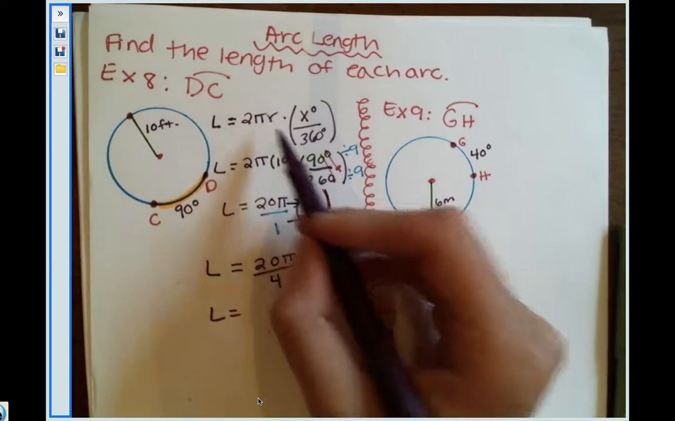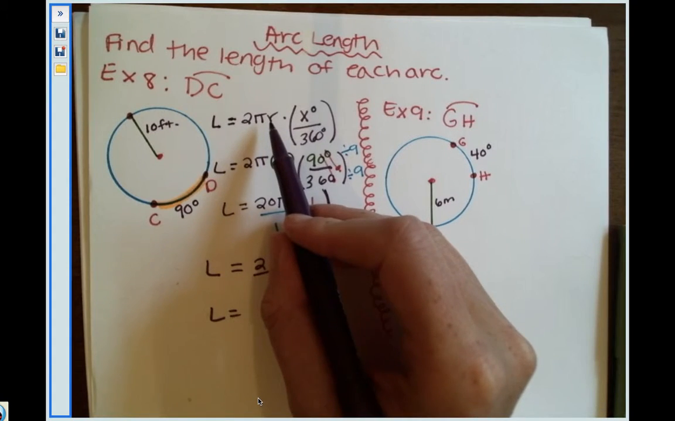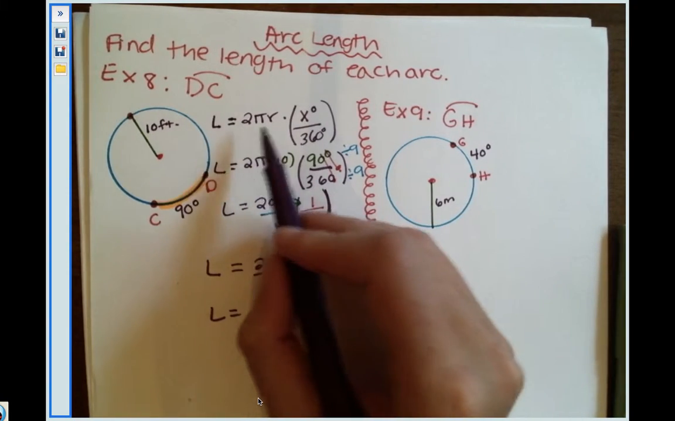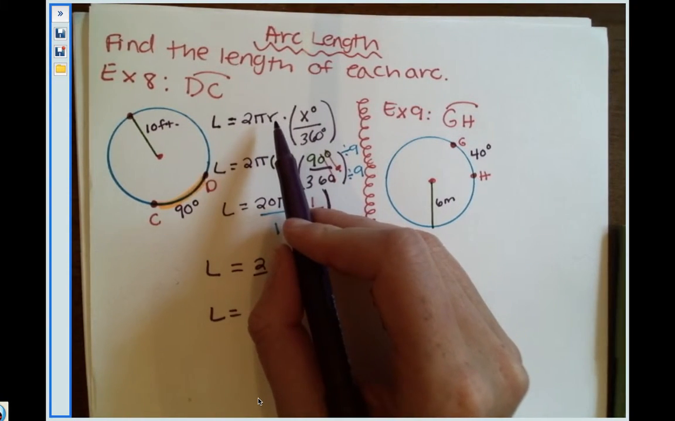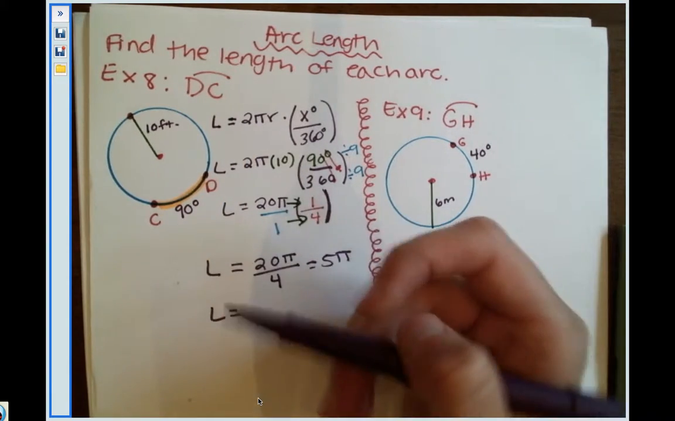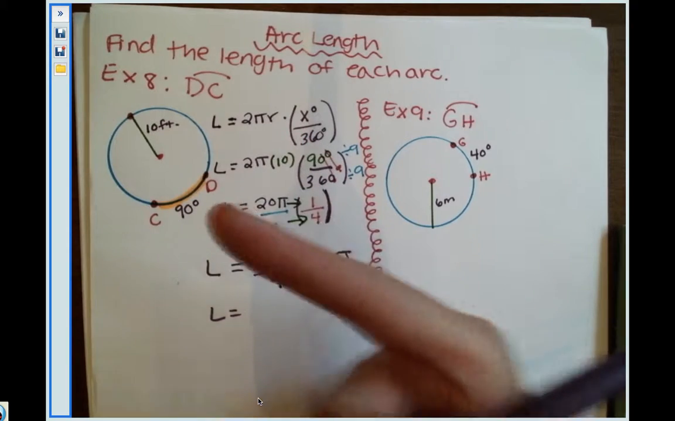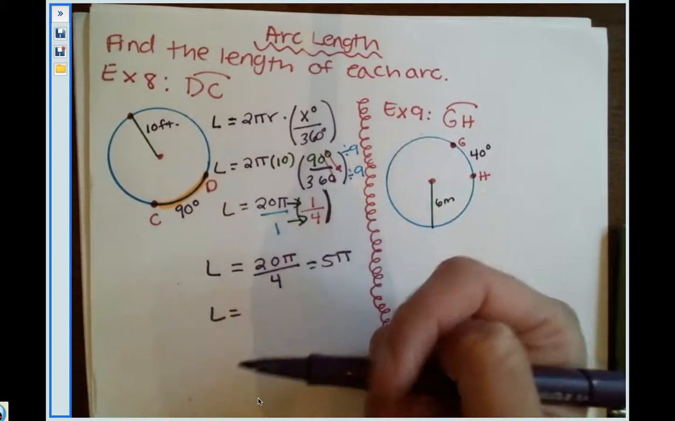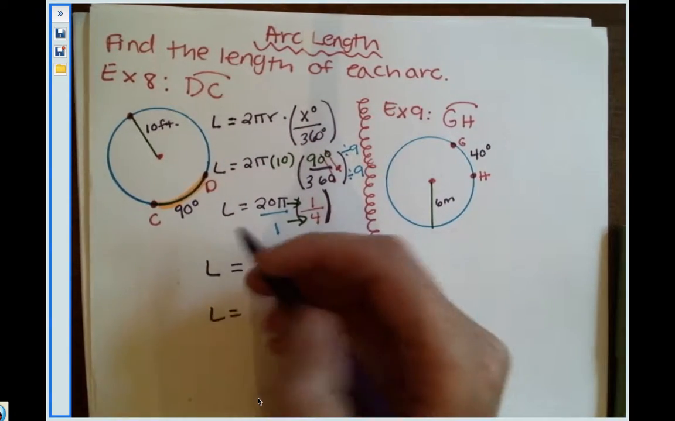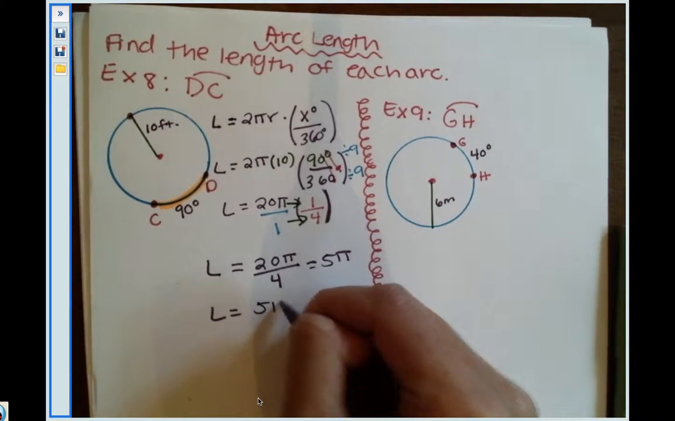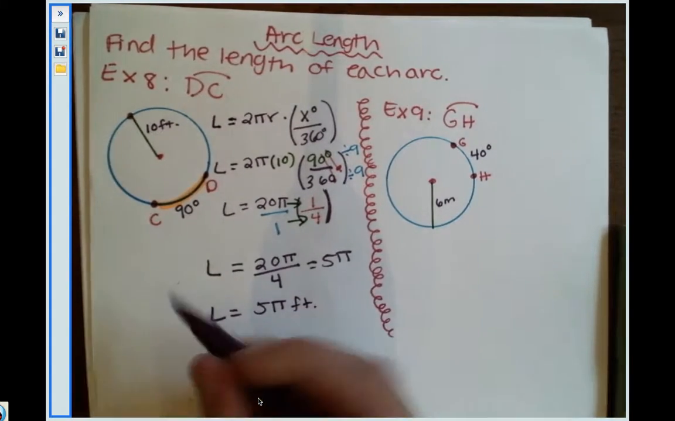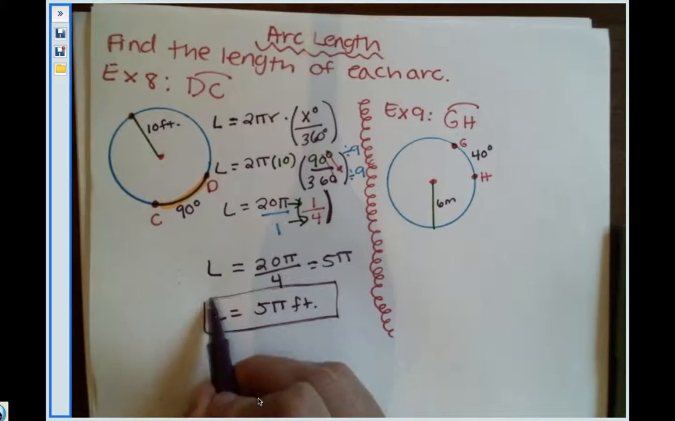And since I only have one variable in the mix, technically x is a variable, but I only have one dimension. My one dimension is the radius. So since I only have one variable I'm working with, we're not going to do units squared, we're just going to do units. So one dimension means we raise it to the first power. So this will be 5 pi feet. And that's it, you guys.